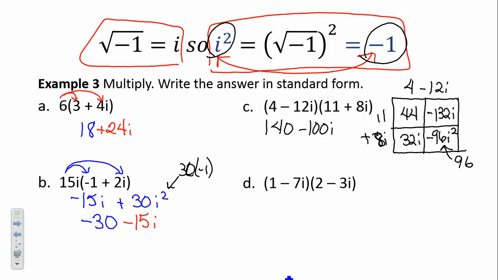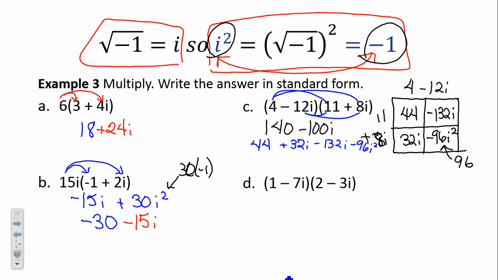So I could have taken the 4 times the 11 and gotten 44. That's my first times my first, or my front times my front. Outside, I can take the 4 times an 8i and get 32i. Insides, these are my insides. I can take a negative 12i times 11 and get a negative 132i. And then I can take my last one times my last one, negative 12i times a positive 8i gives me negative 96i squared.